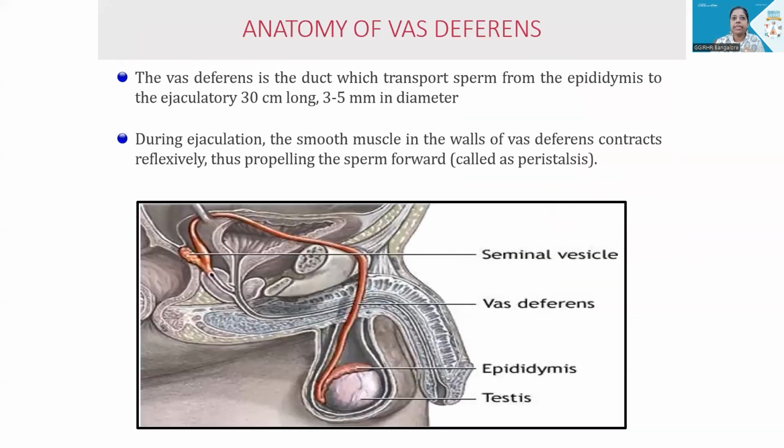The vas deferens is the duct which transports sperm from the epididymis to the ejaculatory duct, which is 30 centimeters long and 3 to 5 millimeters in diameter. During ejaculation, the smooth muscle in the wall of the vas deferens contracts reflexly and thus propels like peristalsis. So we need to ask in secondary infertility especially about vasectomy, and any injury to the testis can also cause injury to the vas deferens. So history of vasectomy and injury to the testis is important.